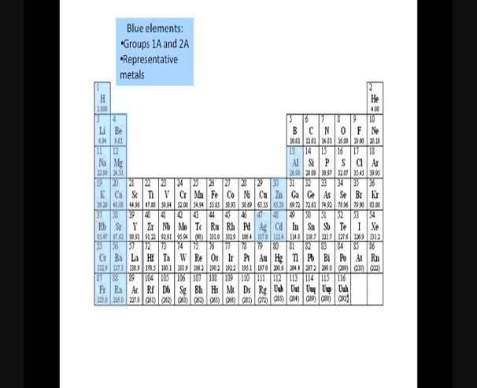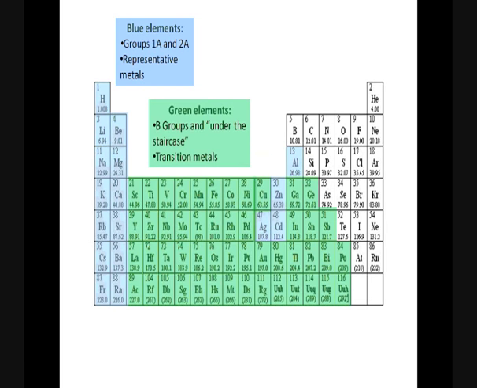I call the first section the blue elements. These mainly include the elements in groups 1A and 2A. These are called the representative metals because they always react the same way. Notice that there are a few blue elements way out there in the middle of the transition elements. These 4 elements, aluminum, zinc, cadmium, and silver, are transition metals that act like representative metals, so they get to be blue.